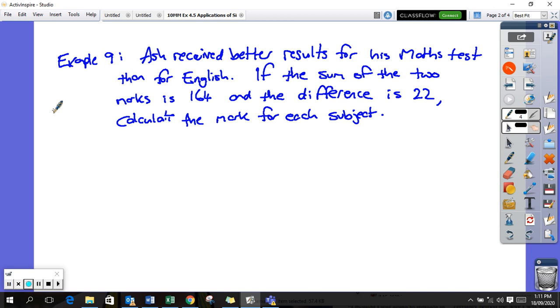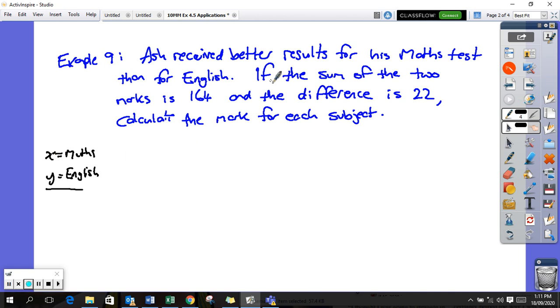So we can use M and E, but I'm going to use X for maths and Y for English. And I'm going to write it down. I'm not going to keep it in my head because if I forget and get it mixed up, I'm going to answer the wrong answer. Okay, so I'll just note this on the side. X is maths, Y is English.